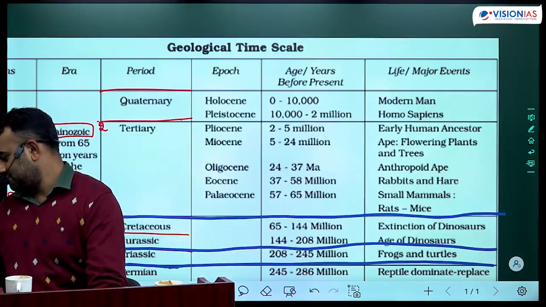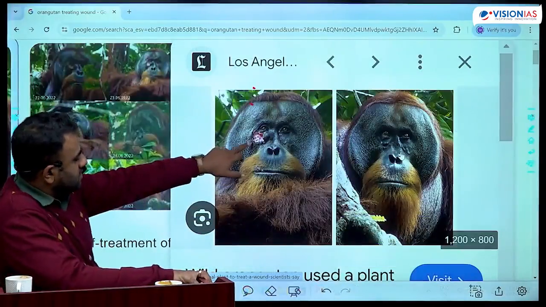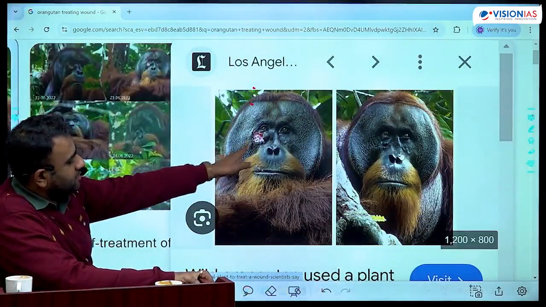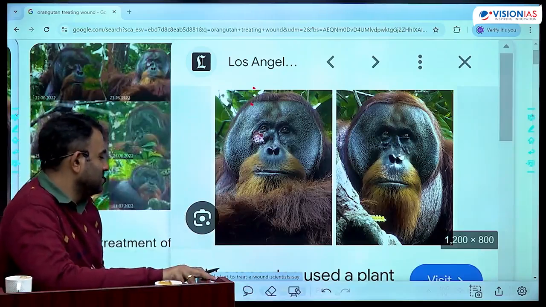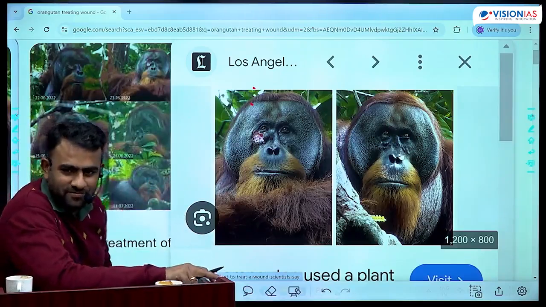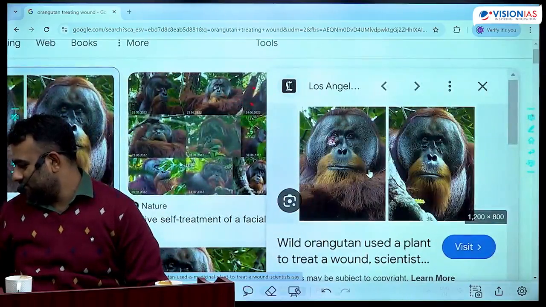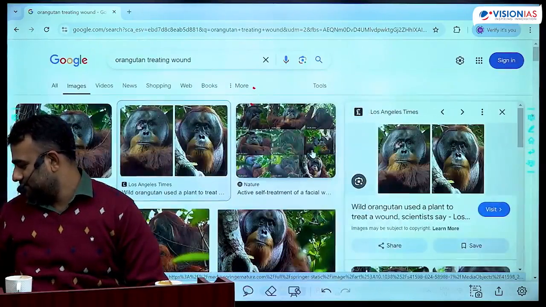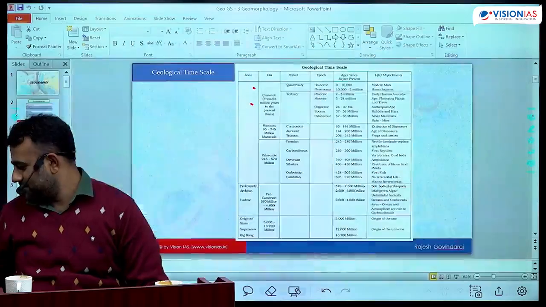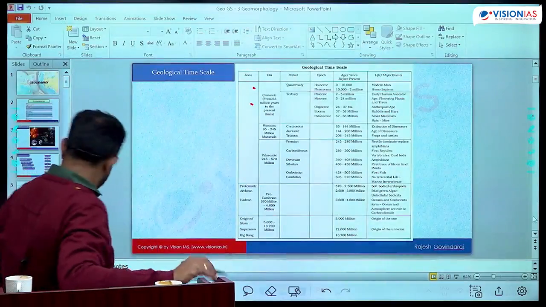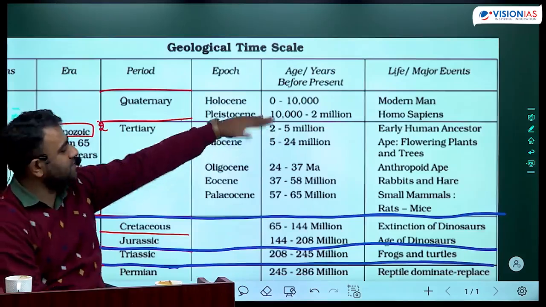ये देखो, this was an orangutan which was photographed with a wound. After some time it was healed. It has used some of the plants to treat itself. कुछ प्लांट खा के वो लगाया है, उसके ऊपर वुंड के ऊपर लगा के उसको ट्रीट कर दिया खुद. यूपीएससी में आ सकते हैं सब चीजें. हाँ, तो आगे एप्स, यहां तक एप्स आ गया.